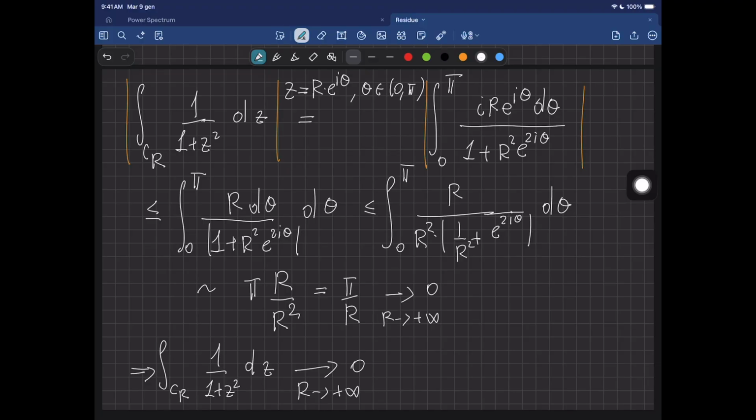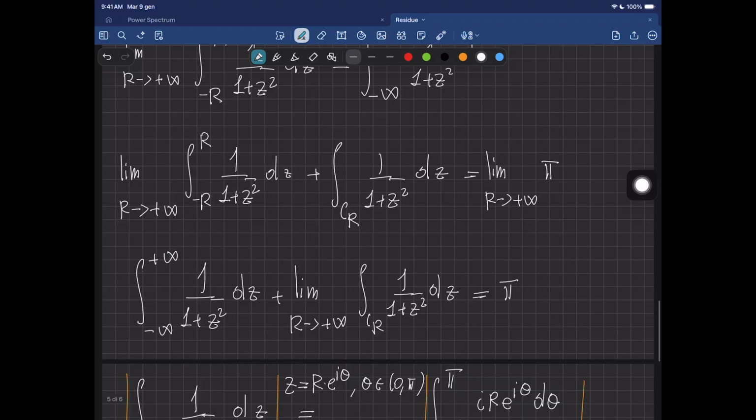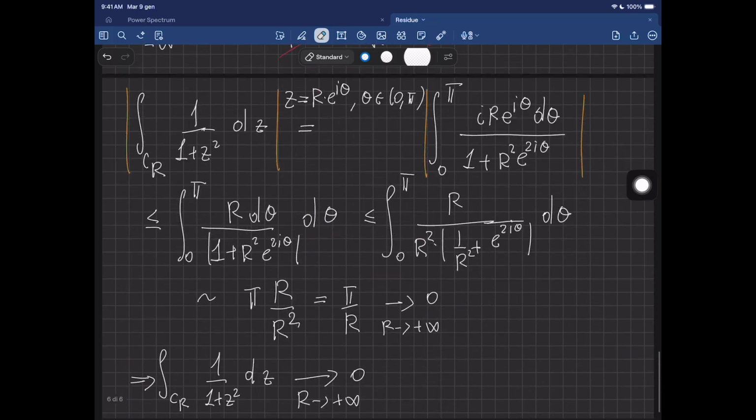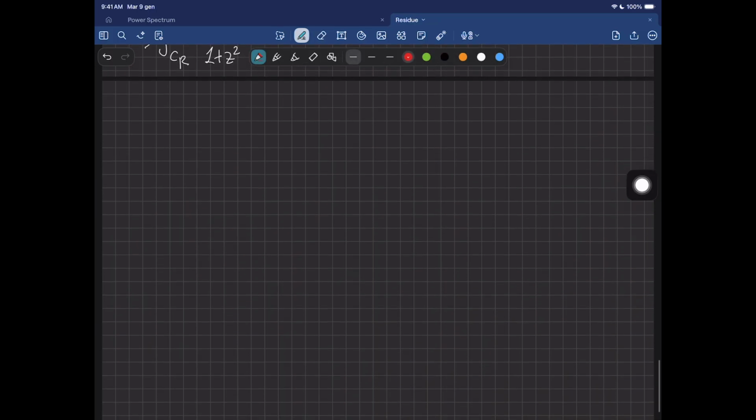Great, so let's go back to our first equality that we proved. So we have all the chain of equalities, and we just proved that this guy is going to go to 0, so I can get rid of it. But this implies that the integral between negative infinity and plus infinity of 1 over 1 plus z squared dz is equal to pi. So we were able to compute our real integral starting from complex numbers.